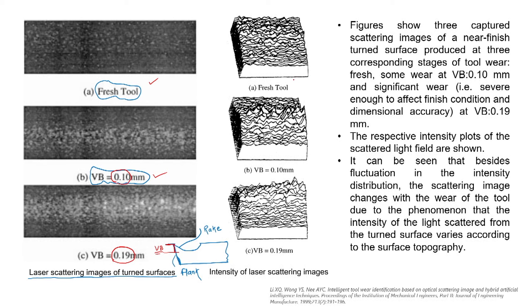These are the scattering images of the surfaces when we have used these three different types of tools. Just look at the asperities or the undulations on the surface. With the fresh tool, the crests are there, but they are uniform. But when we are using VB equal to 0.10, there are certain patches which are showing a lot of crests, a lot of undulations. With VB equal to 0.19 as well, you can notice there are a lot of asperities on the surface. So by comparing the images of the smoother surface and the rough surface, we can easily find out whether the tool is worn out or not.